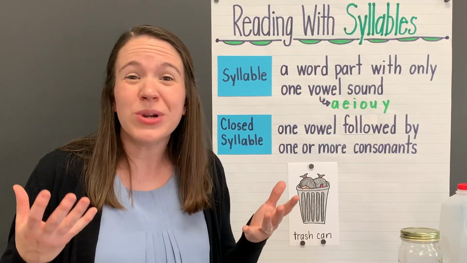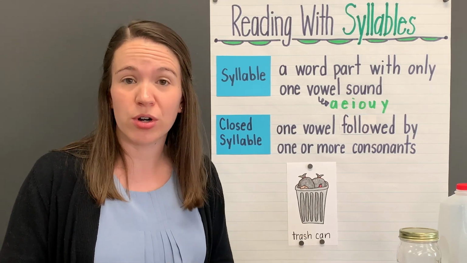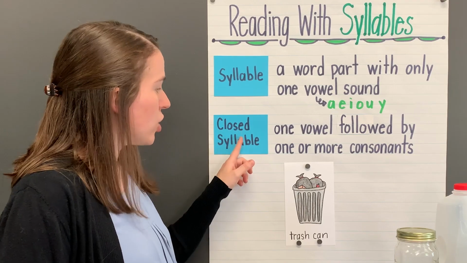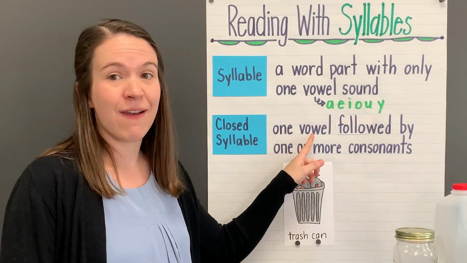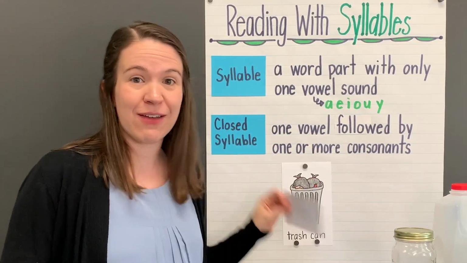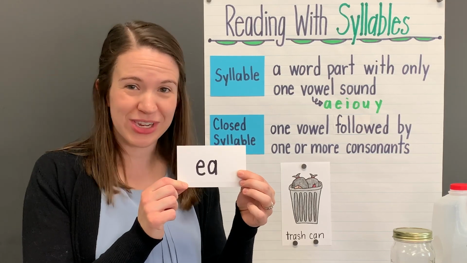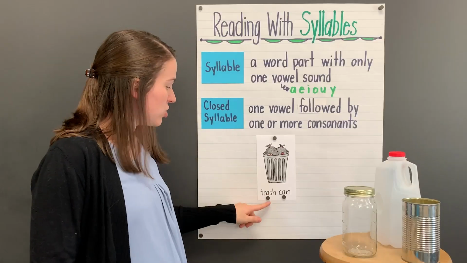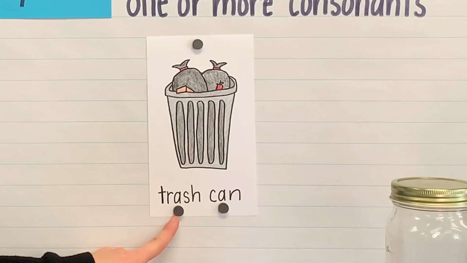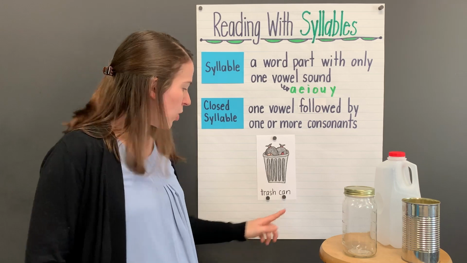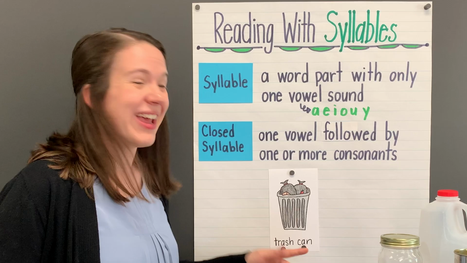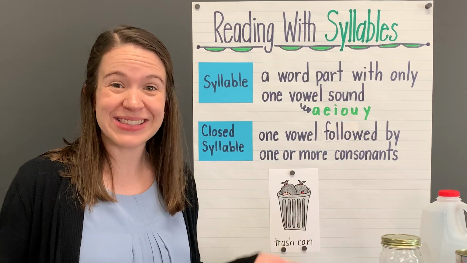Now we're going to discover if these words have closed syllables. Remember, a closed syllable has one vowel. It can't have two vowels working together in a vowel team. It only has one vowel. Does the word trash have one vowel? It does, just the letter A all by itself. What about the word can? Does it have one vowel? It does. It has the A all by itself.